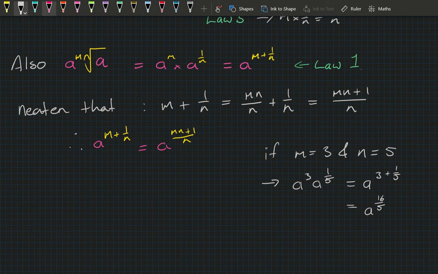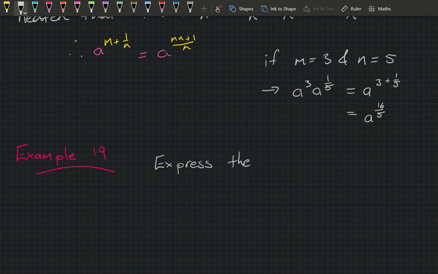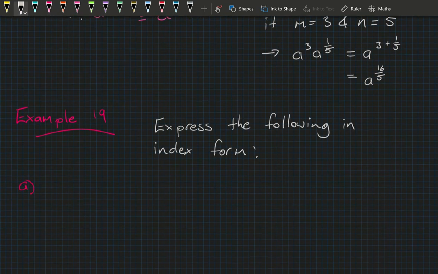So anyhow, let's just jump straight into example 19. We're going to express the following in index form. Alright, first off in part A, we've got the square root of 15. Well, that's just equal to 15 to the half, because as we know, the square root is the same as saying the second root. Alright, that's not much of a challenge.